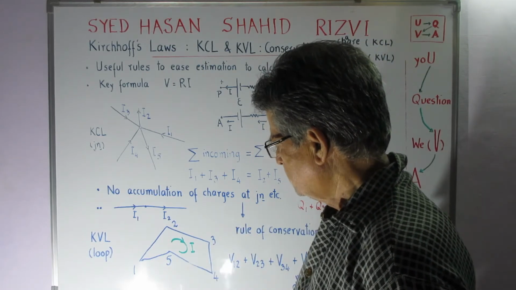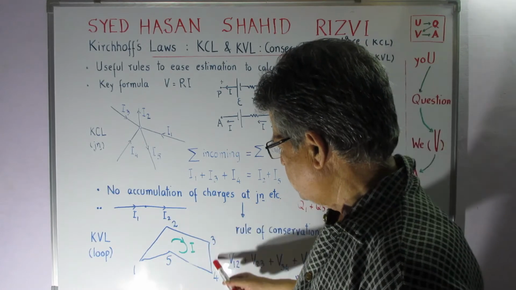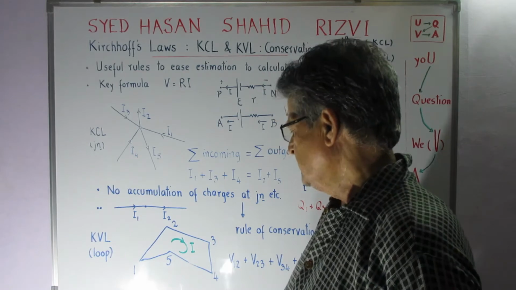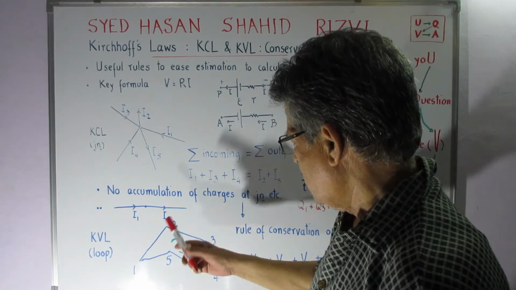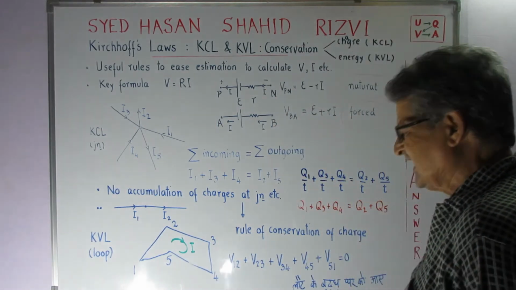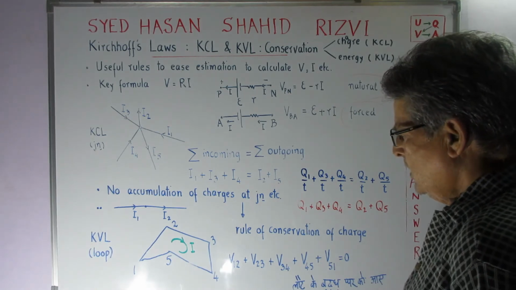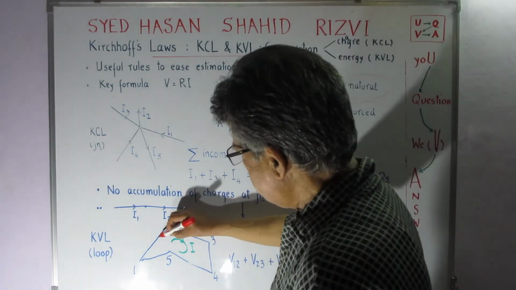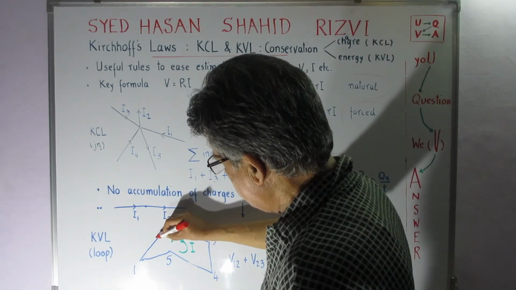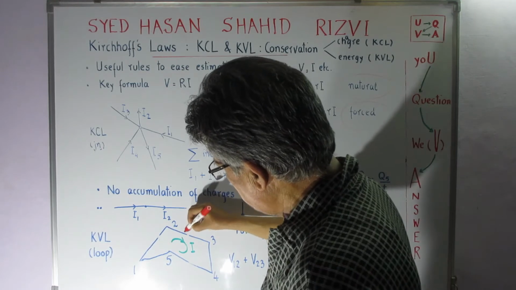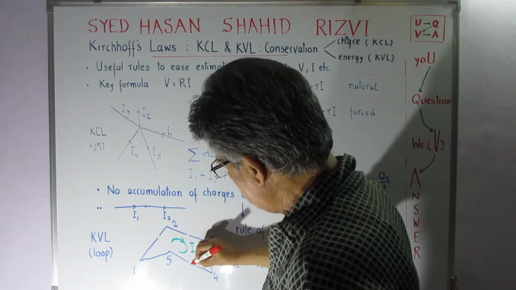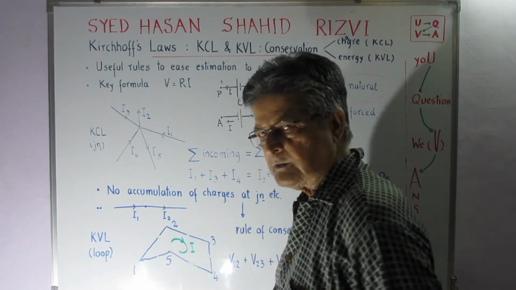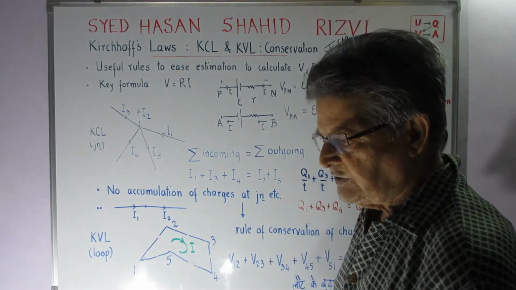Just like that. Point 1, 2, 3, 4, 5. And in between there are some gadgets like resistors and cells. Okay. So now let us travel from point 1 to 2, 2 to 3, 3 to 4, 4 to 5, and 5 to 1.